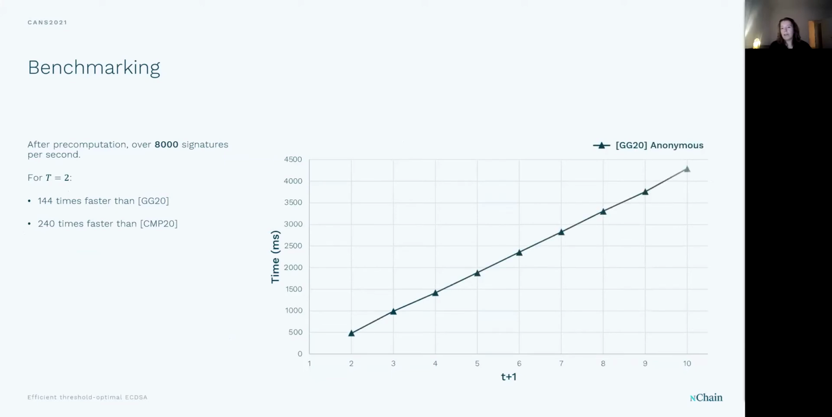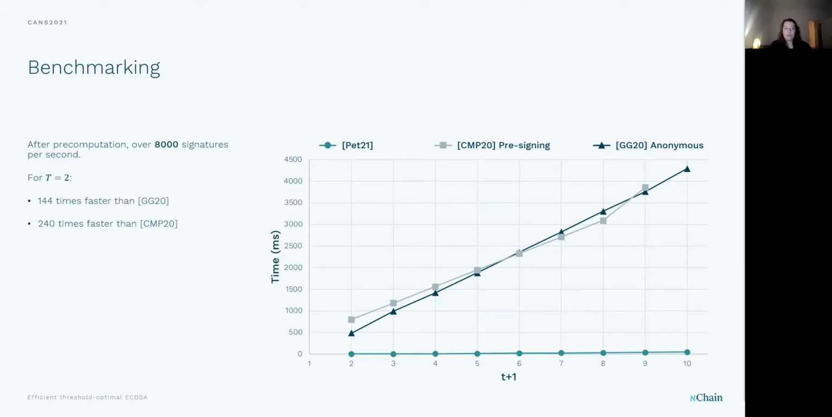Then to compare some numbers with the other 2 schemes. The other 2 schemes, aside from the one presented today, shared some results in their papers, and this is what it is being compared to. So the scheme that's been shared today, after pre-computation, can create over 8,000 signatures per second. And there wasn't data to compare that value to the other schemes, but I suspect it will be a very similar timing.